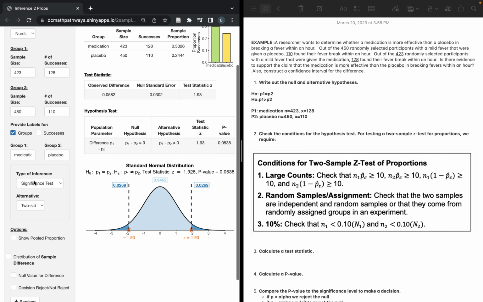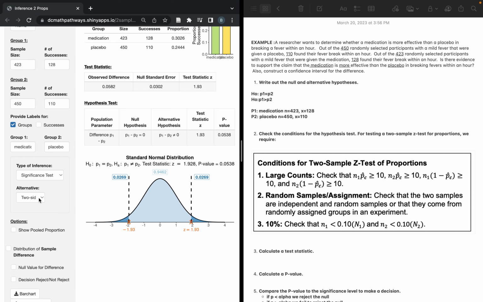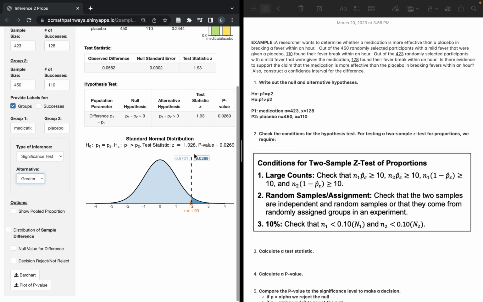We get our test statistic. And we need to make sure that we choose our alternative, which we said was greater than. So we want to make sure these line up. We have equals 0, greater than 0. You see this looks a little bit different. All they're doing is subtracting this P2 to the other side. So if you subtract it, it'll be P1 minus P2 equals 0. That's all they're doing. And then now that we have our greater than, we get our test statistic is 1.93.